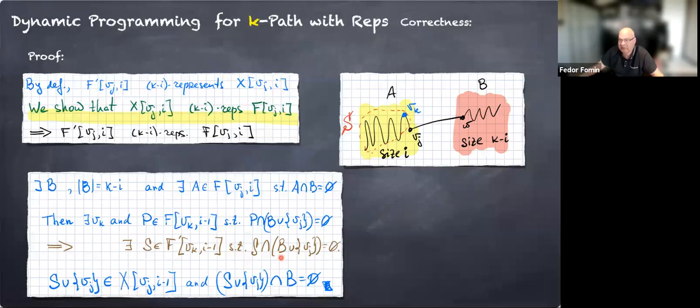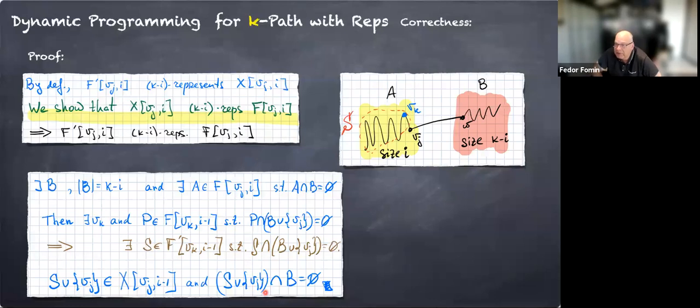But then I can construct a set: if I take the set S and the vertex v_j, then this set belongs to the set X(v_j, i). Sorry, it should be i minus 1 here. And this set is disjoint from the set B. So I constructed a set which is represented by the family F'.